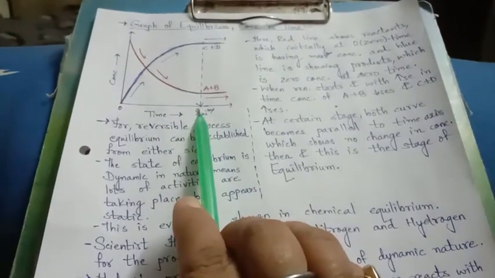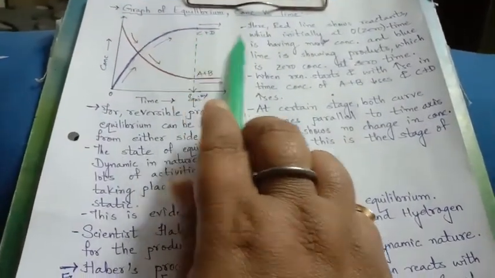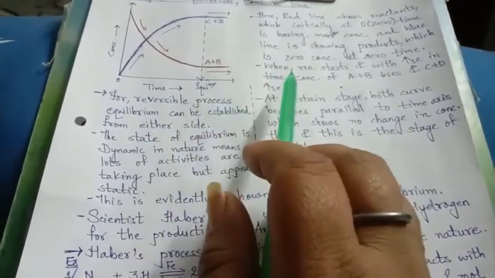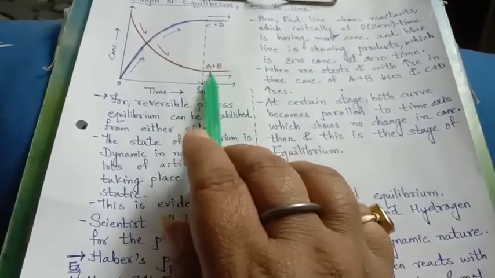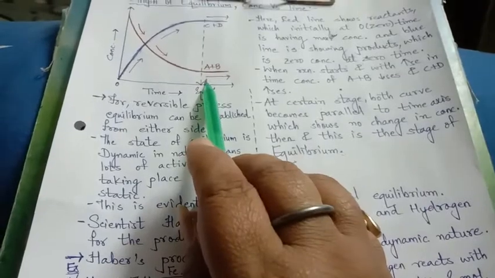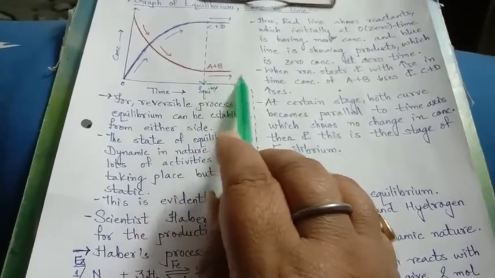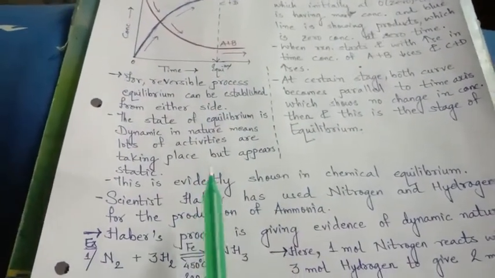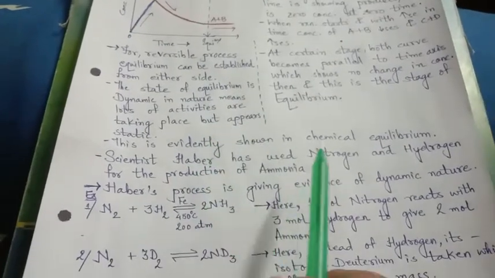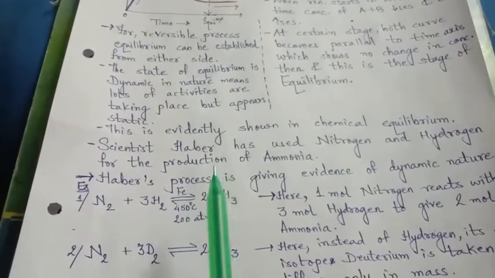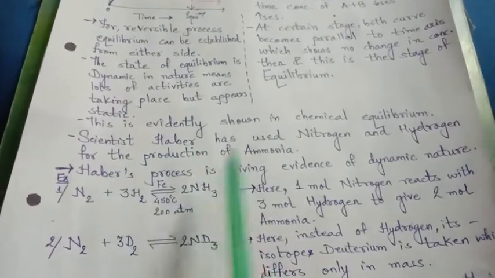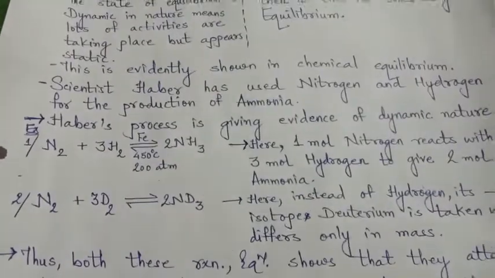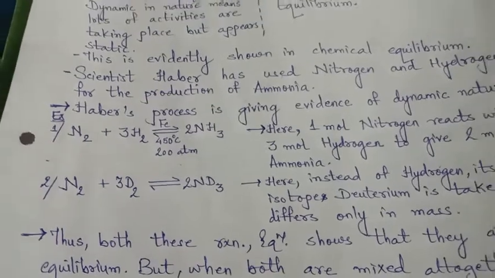It means it appears to us that from here onwards no further separation of atoms takes place. That is, we find that it is static, but actually some gradual changes still keep going on. That is called the dynamic nature of the equilibrium, and this is evidently seen in chemical equilibrium, which was shown to us by the scientist Haber. Scientist Haber carried out many different experiments to show that equilibrium is dynamic in nature.